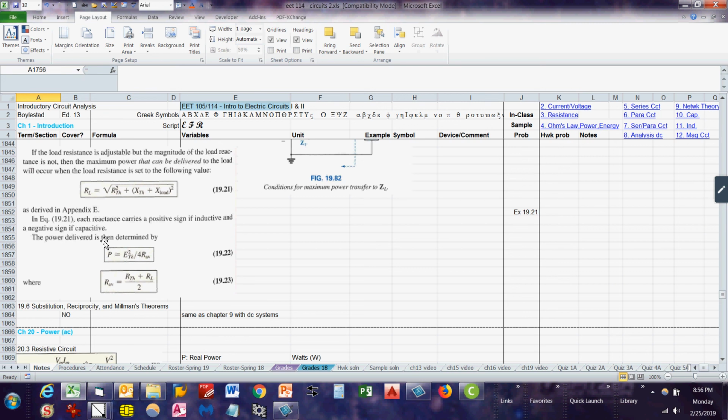And the power delivered is then determined by E Thevenin squared divided by 4 R average, where R average is R Thevenin plus RL divided by 2.